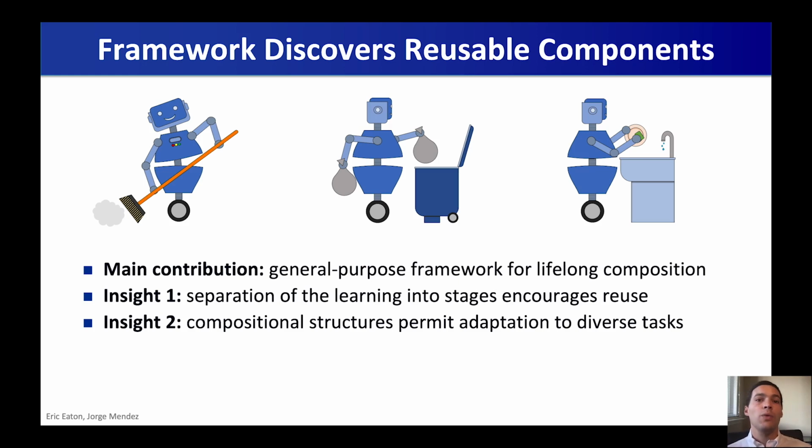In this part of our work, we created a framework for automatically discovering pieces of knowledge in a lifelong learning setting that can later be recombined and reused to solve future tasks. This showed that lifelong learners benefit from splitting the learning process into stages that encourage knowledge reuse and using compositional structures that enable adapting the model structure for each individual task.